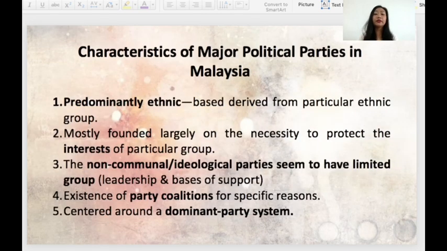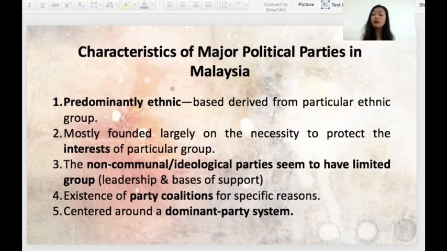So these are all the characteristics of major political parties in Malaysia, which has been discussed clearly during your online presentation, yeah? The first one, predominantly ethnic, derived from particular ethnic group. Second, mostly founded largely on the necessity to protect the interest of particular group. Third, the non-communal or ideological parties seem to have limited group leadership and basis of support. Fourth, existence of party coalitions for specific reasons. And number five, centered around a dominant party system.